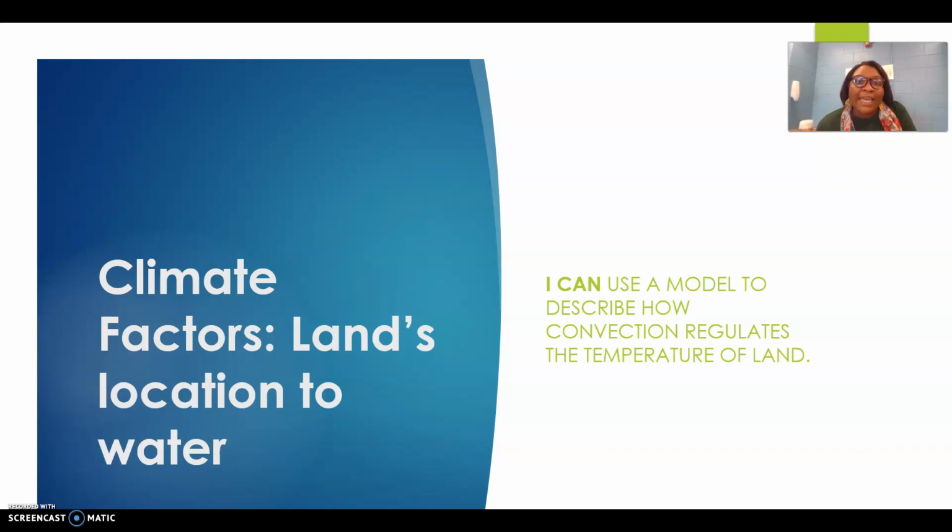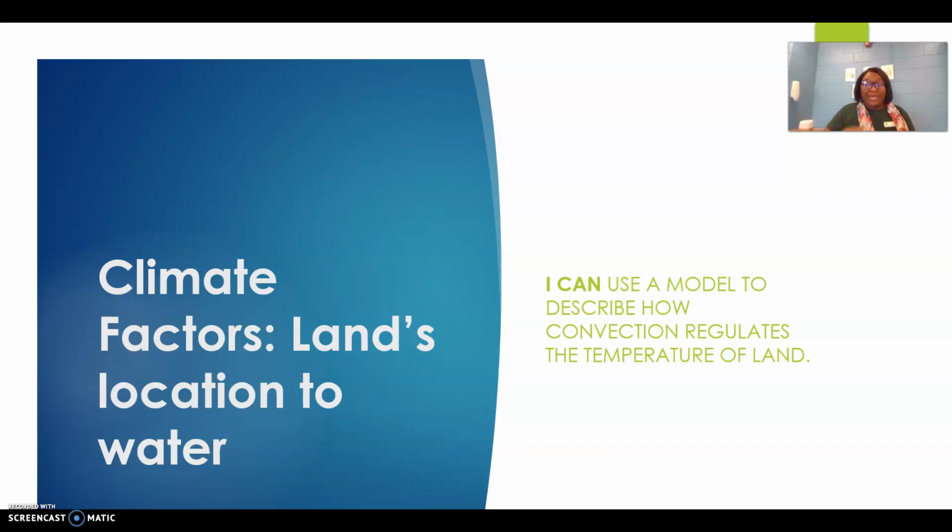Here is our recorded lesson on climate factors. The second climate factor we're going to be talking about is how the climate of an area can be affected based on its location, closeness, or how far away it is from water.